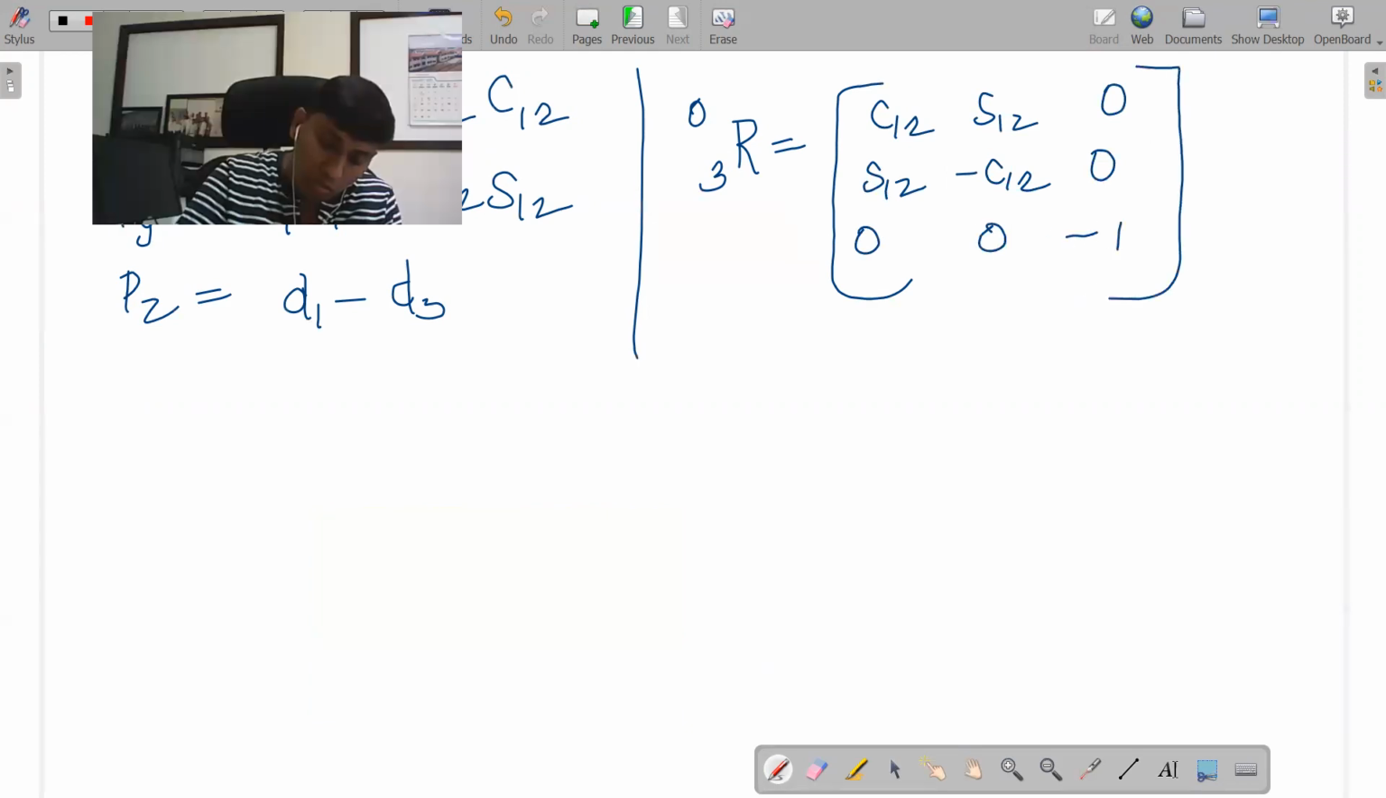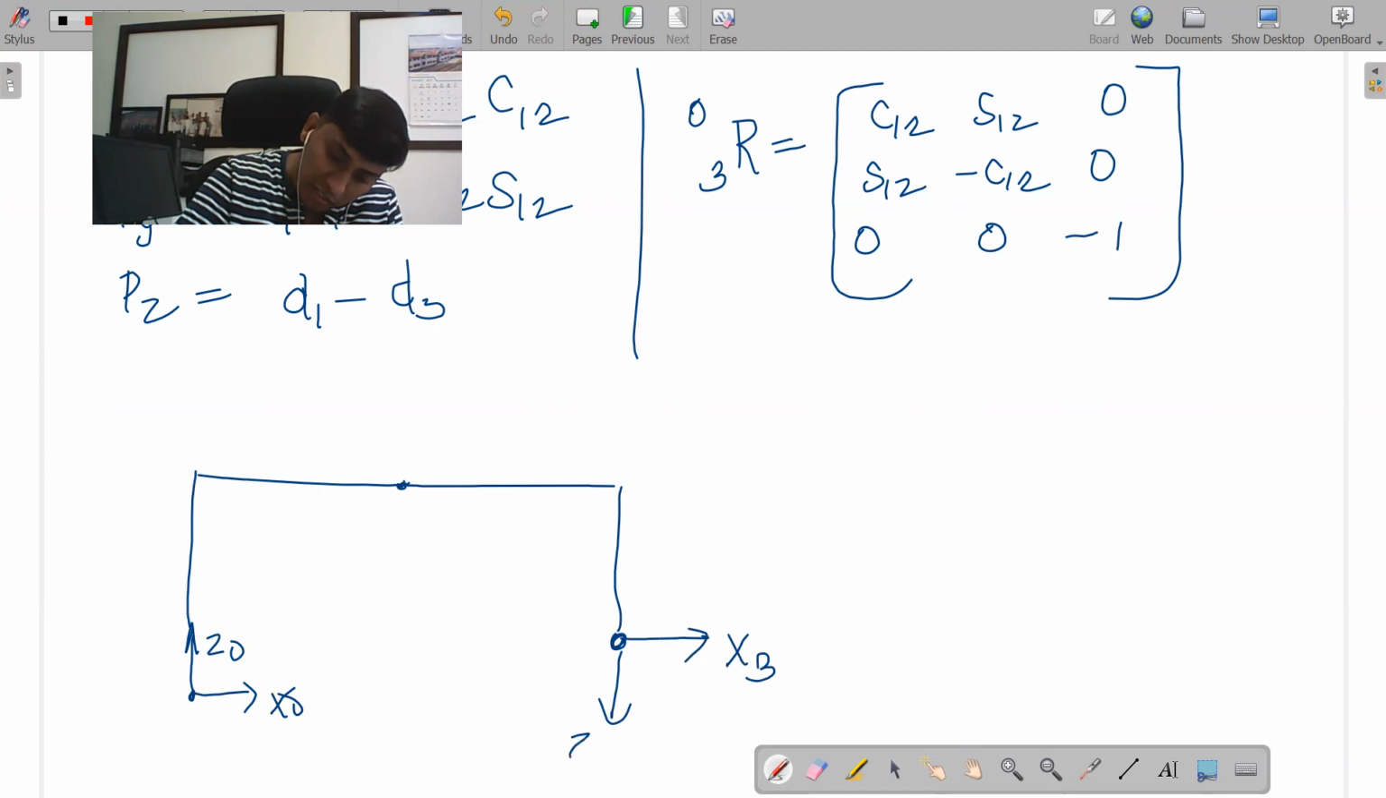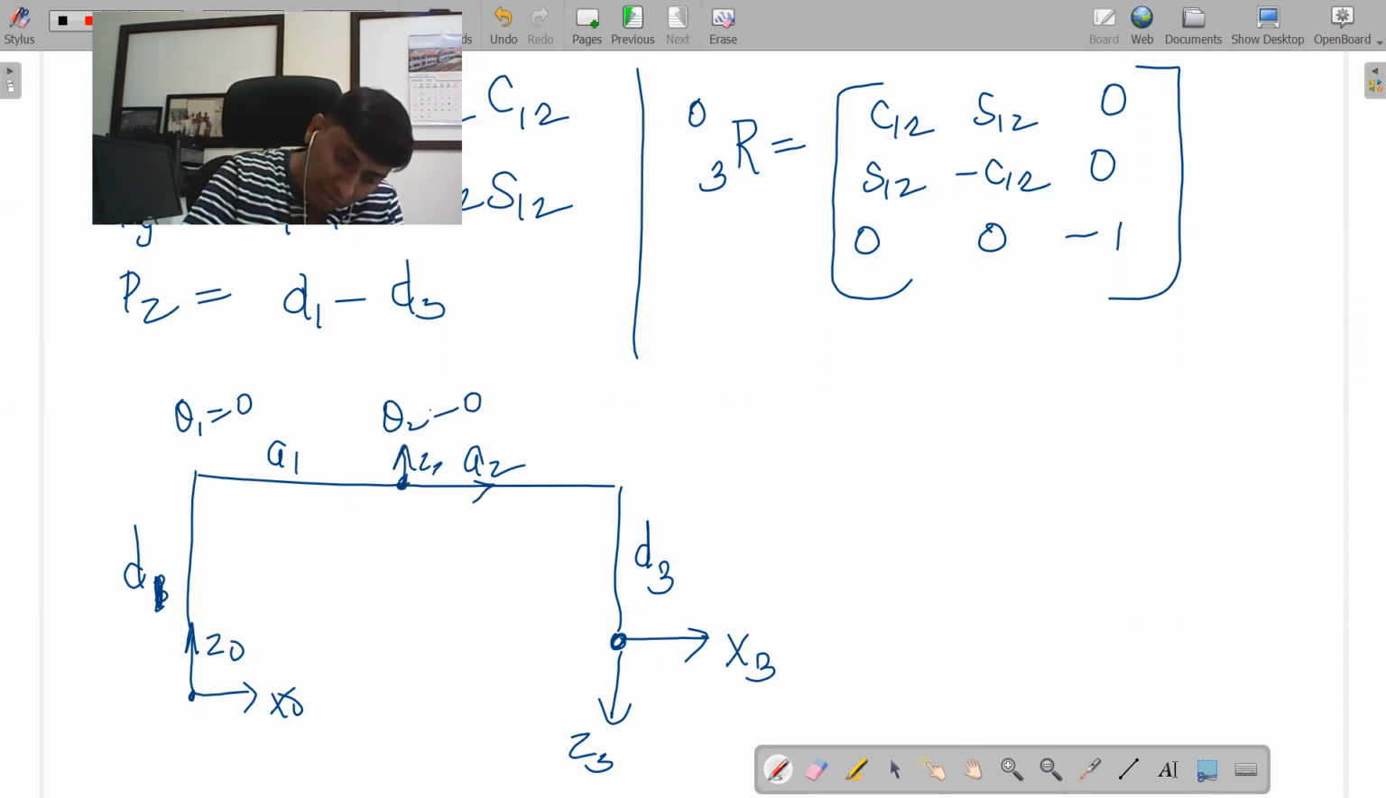Okay, so you cross check. What are the things here? You can see this is Z0 and this is X0. I'm just looking at the final tip point. This is X3 and this is Z3. So this is A1 plus A2, and this is D1, and this is what you call T3, and this is when theta 1 is 0 and theta 2 is 0. That is the case. Okay.